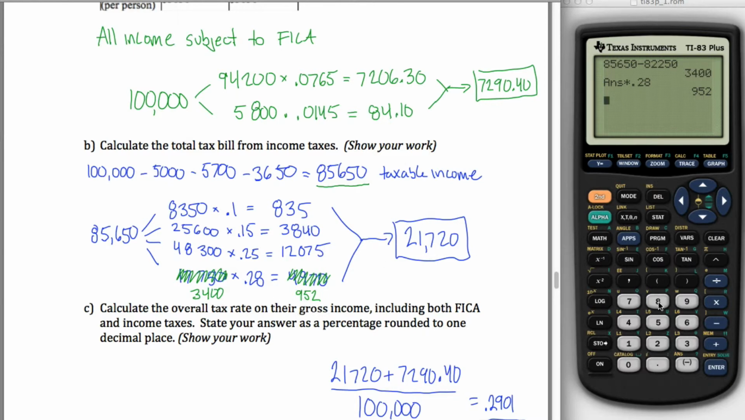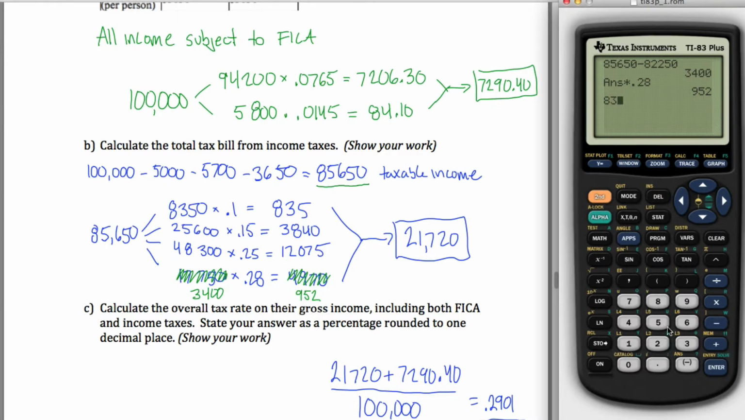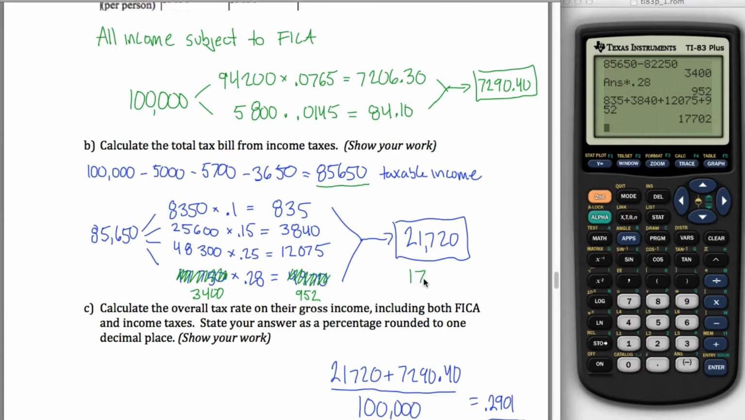So my total tax bill is still the $835 that I had before, and the $3840 that I had before, and the $12,075 that I had before. But instead of adding whatever number used to be here, I only want to add 952 at the end. So I get 952, I hit enter, and I get that the total tax bill is $17,702. This right here was wrong.